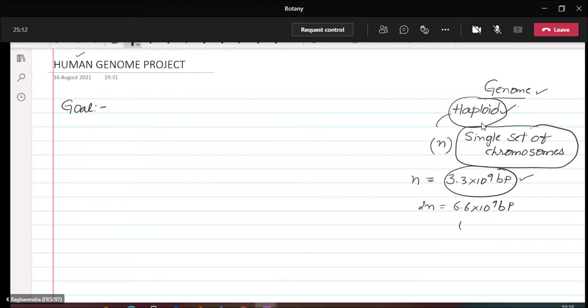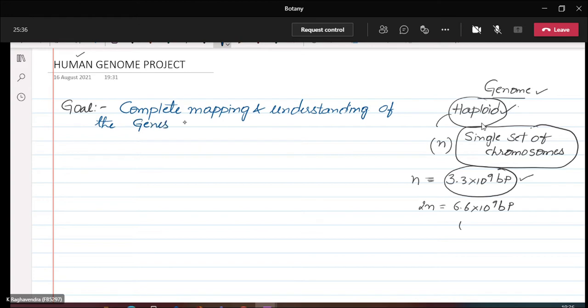So I'll start with the goal. The goal is very simple. Complete mapping and understanding of the genes of human being. This is the main goal of the Human Genome Project. Clear? Now before going into the project, what is mapping?